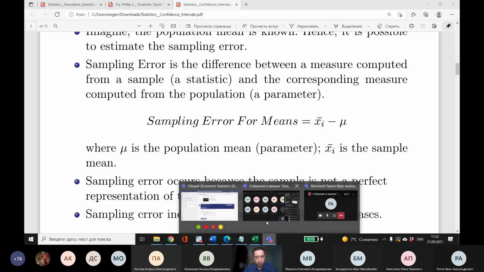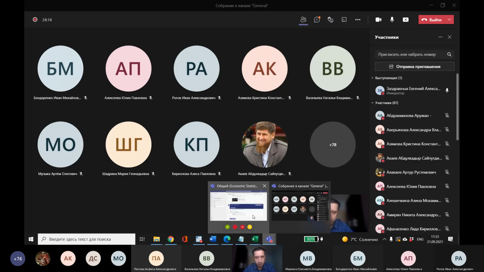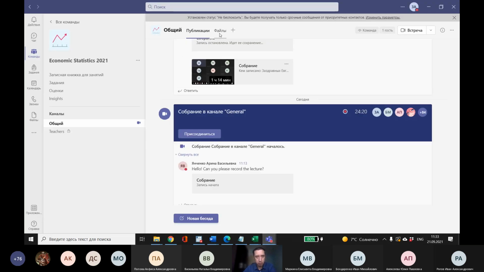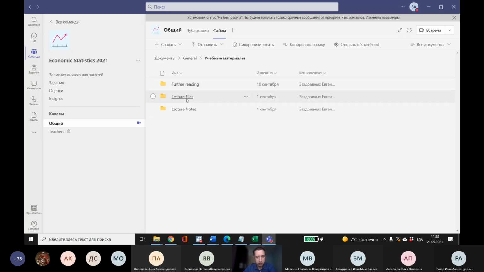Let me show you. In MS Teams, go to Files, Teaching Materials, Lecture Files, and there is a file L4 Data for Students. Please download and open this file in Excel. Type plus if you are ready.